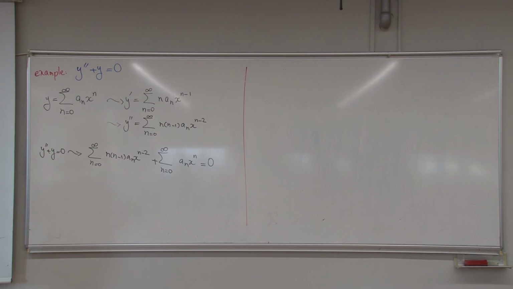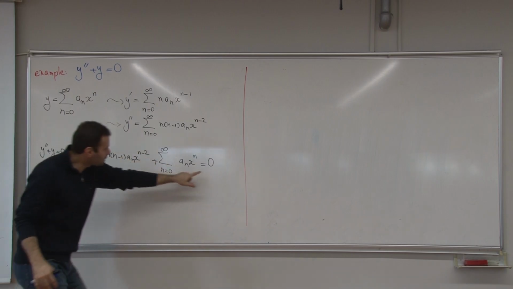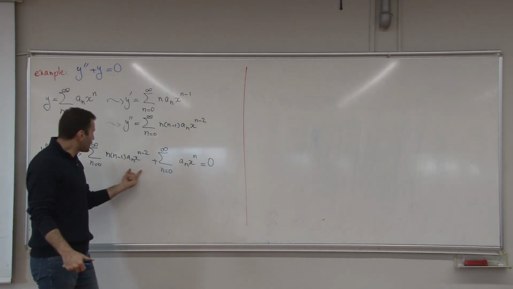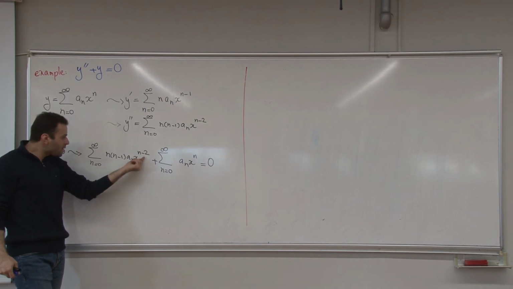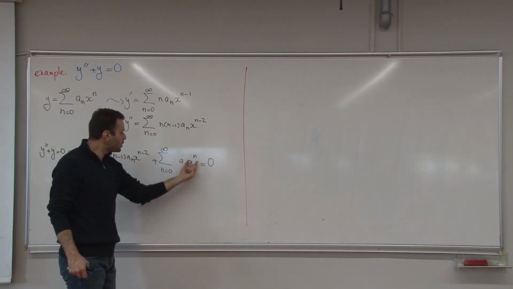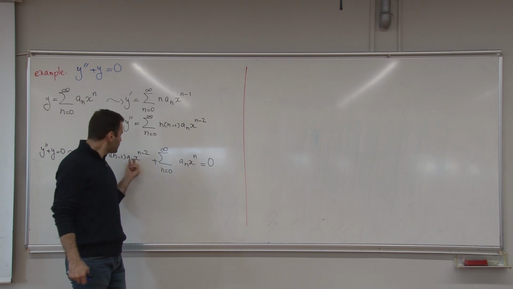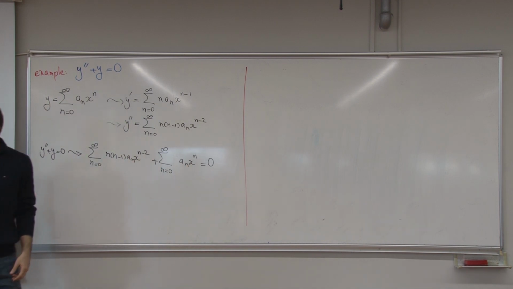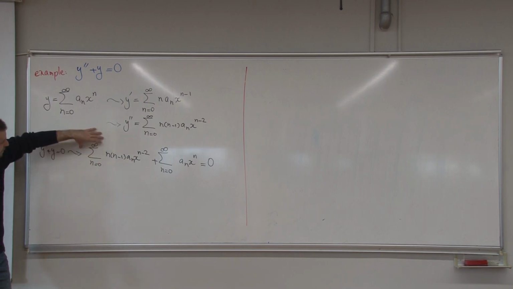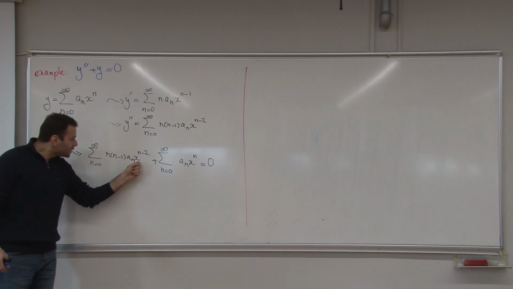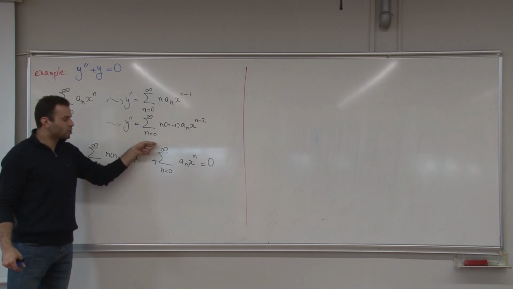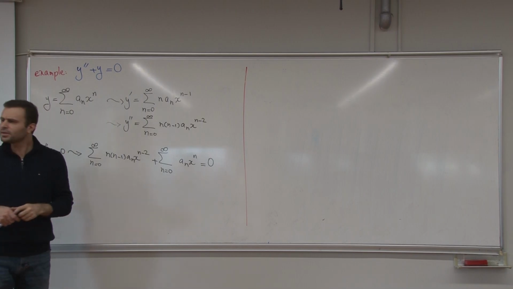The problem is that we need to collect the coefficients of x to the power of n together and put them equal to 0. But if you look here, I have an x to the power of n minus 2 here and an x to the power of n here. So the powers are different from each other. So I need to convert this series by changing the indexing in such a way that the power of x here also becomes x to the power of n. And how can I do it?